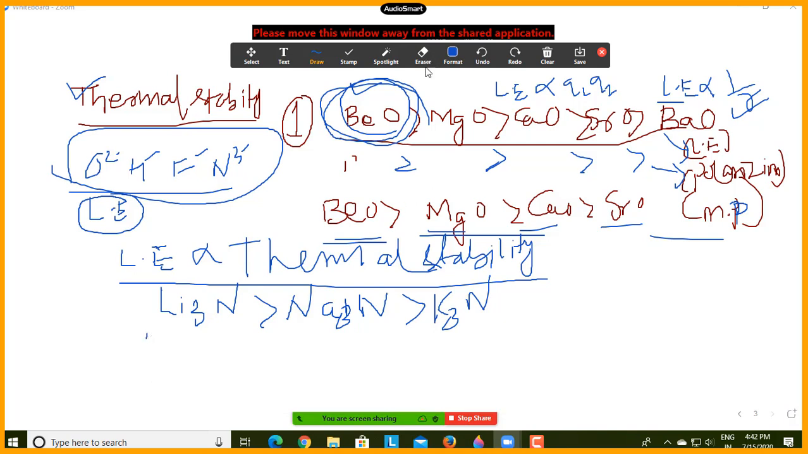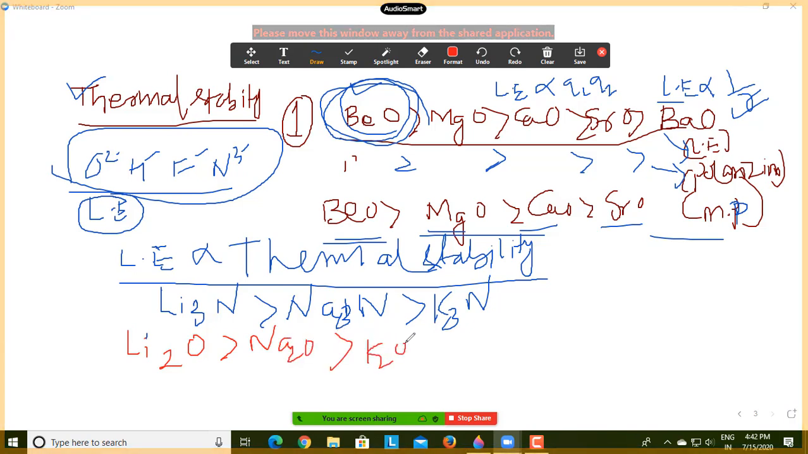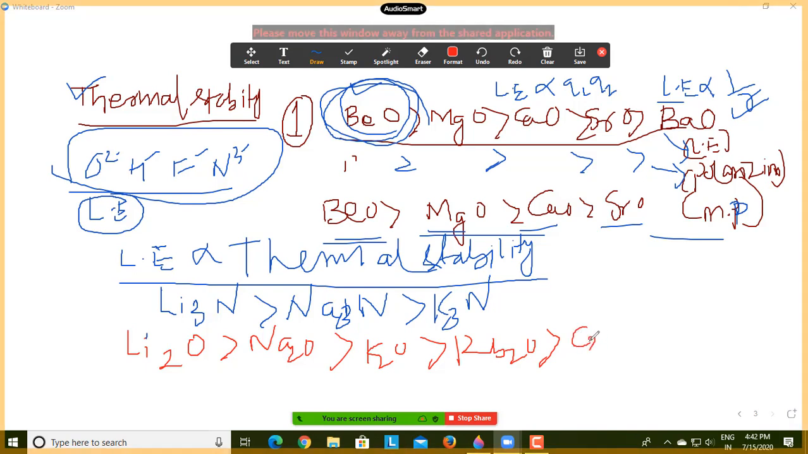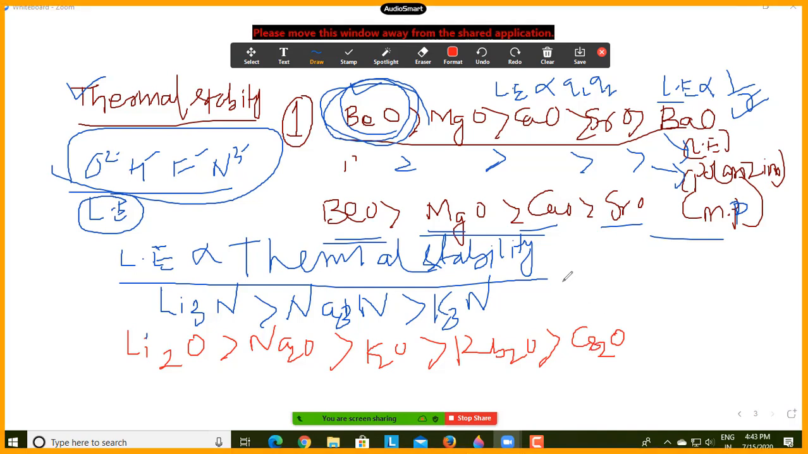Suppose you take lithium oxide, sodium oxide, potassium oxide, rubidium oxide. Okay, these all notes I'll give you, don't worry. Handwritten notes or typed notes I'll give you, nothing to worry. The thing is that you try to understand. When I give notes, you read again, and after reading you can understand and you can remember also.